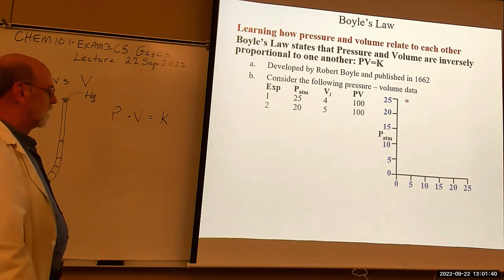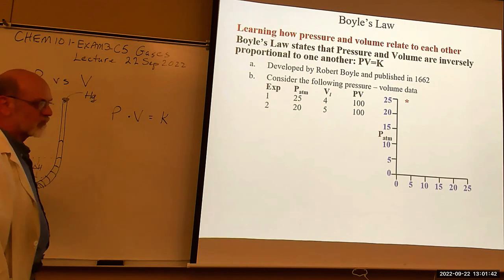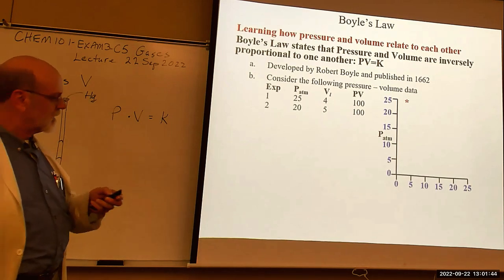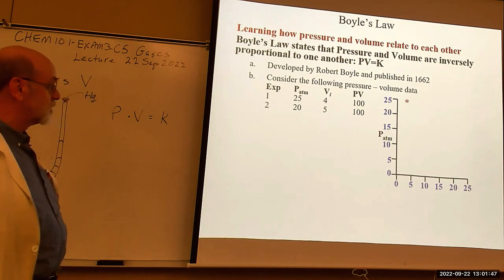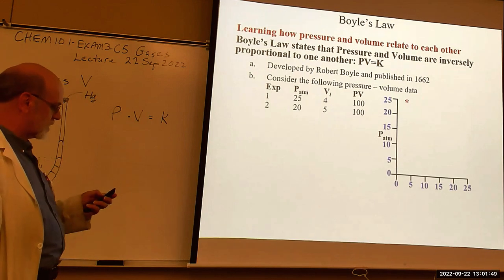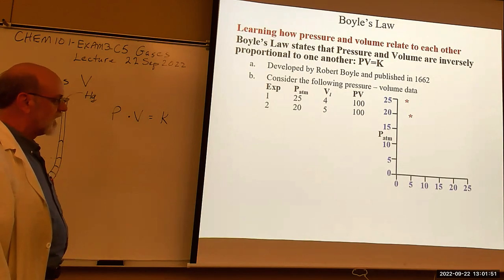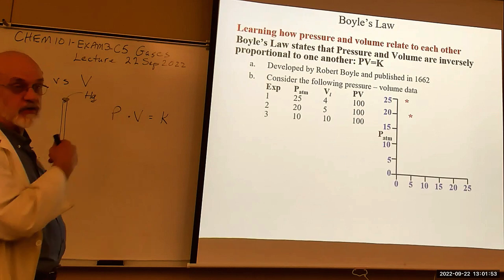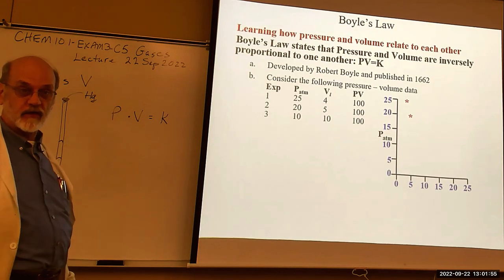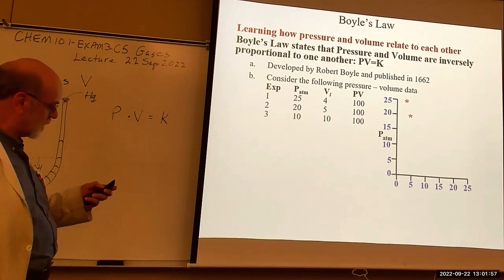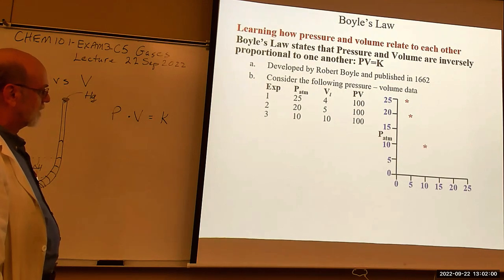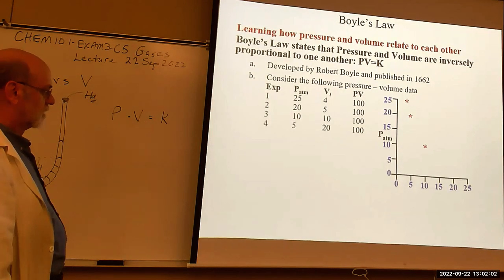And we plot that. Then we decrease the pressure. So we're going backwards from the way he did. Decrease the pressure. The volume increases to 5. 5 times 20 is 100. Plot that. And then we just keep doing it. As we decrease the pressure, the volume increases. We multiply them out. We see that they're still 100. Okay. And we keep plotting our data points.